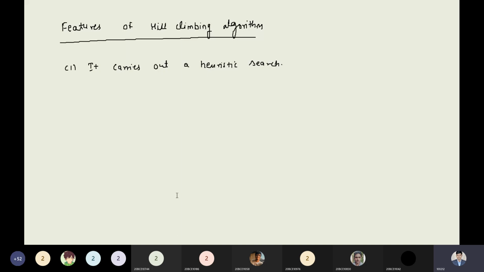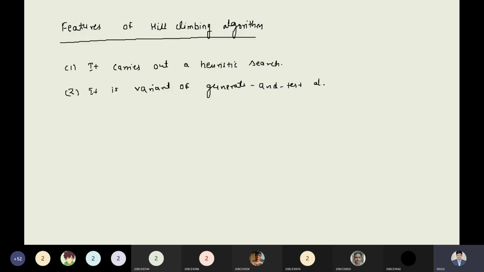Next feature I can speak over here. It is a variant of the generate and test algorithm. As the name suggests, I can write over here: it is a variant of generate and test algorithm.